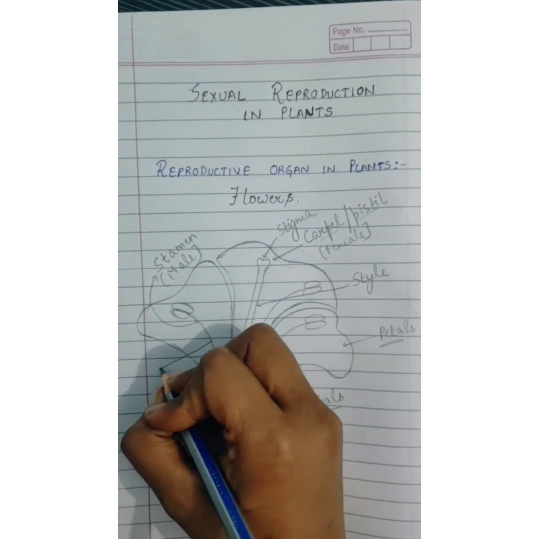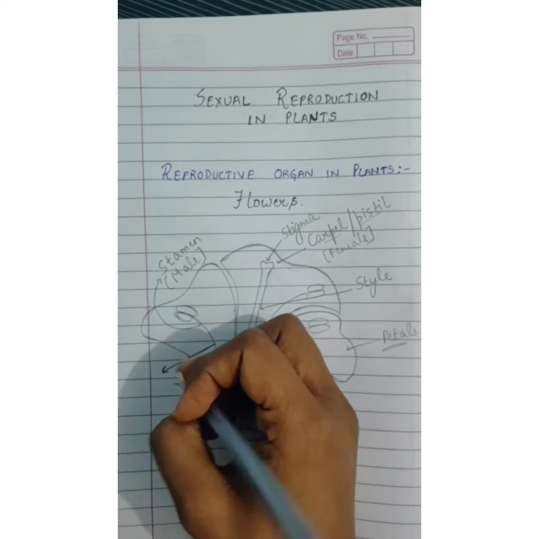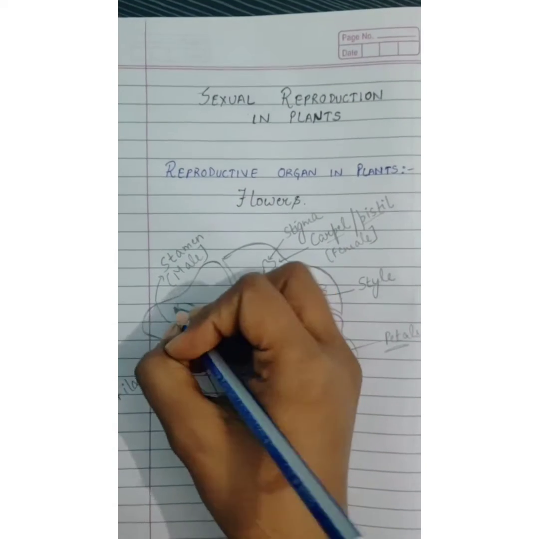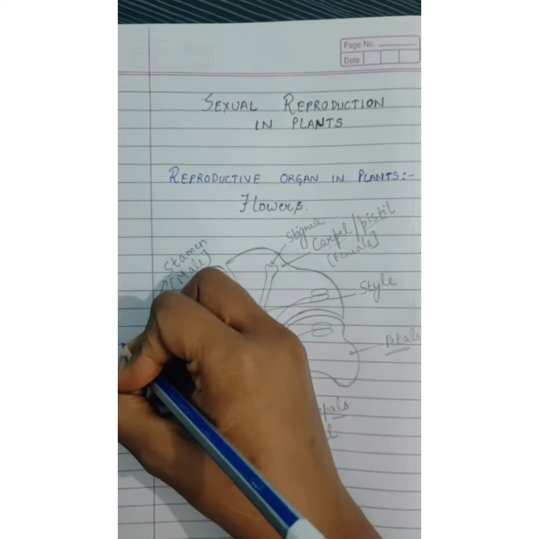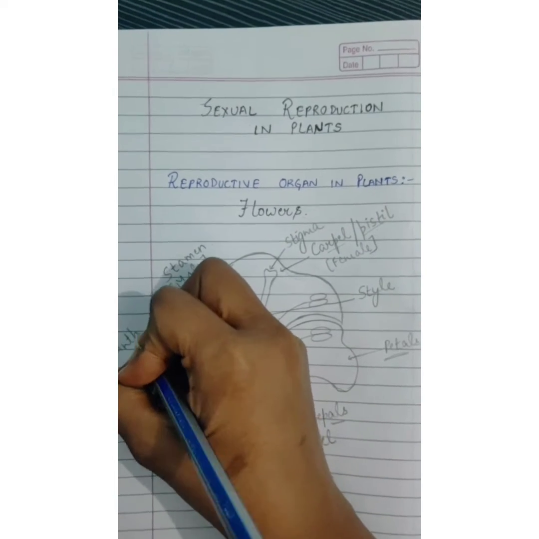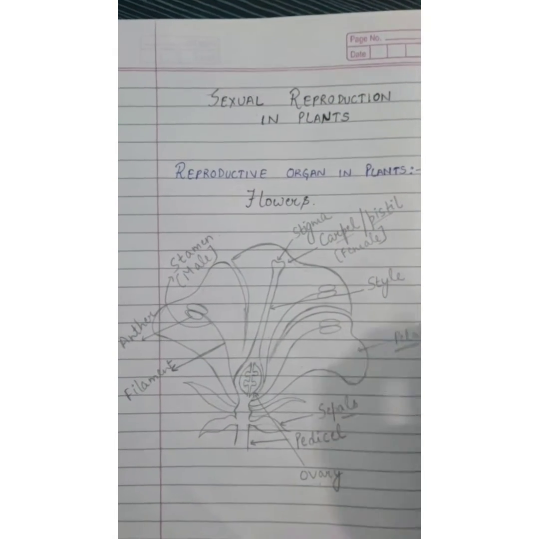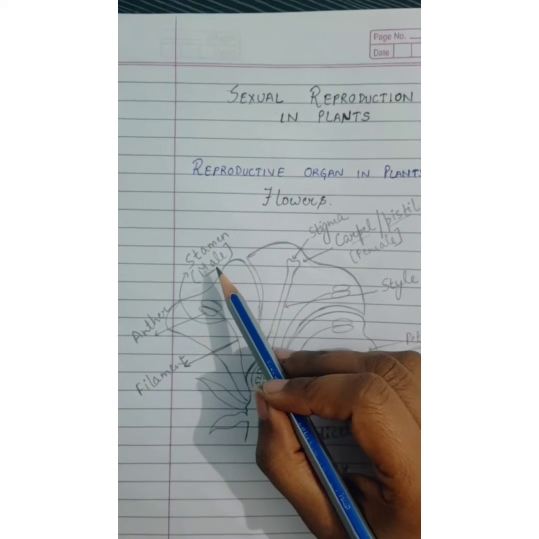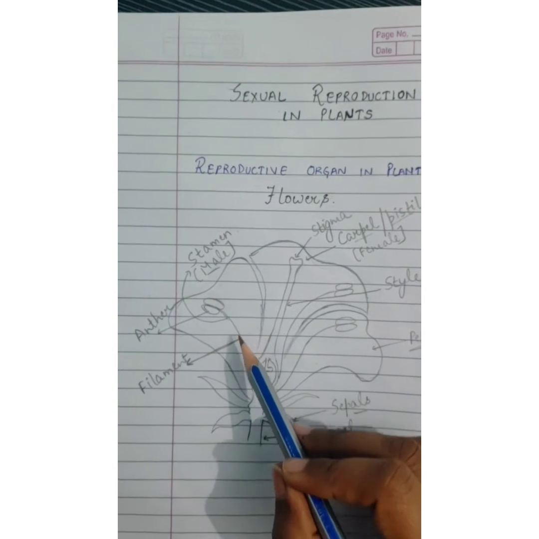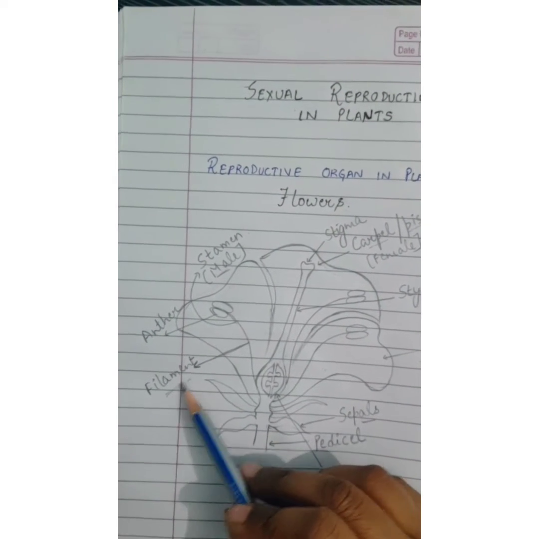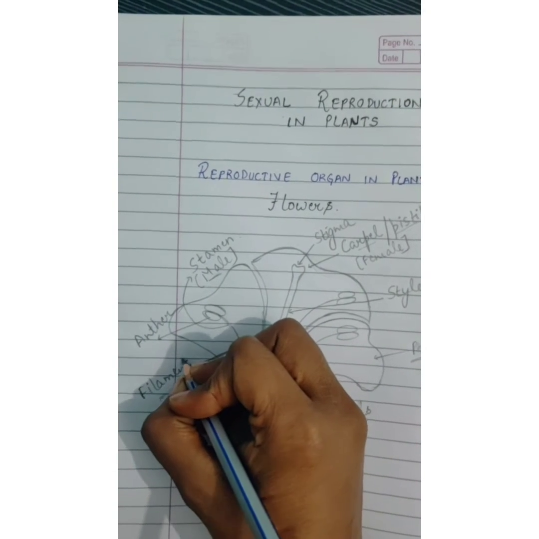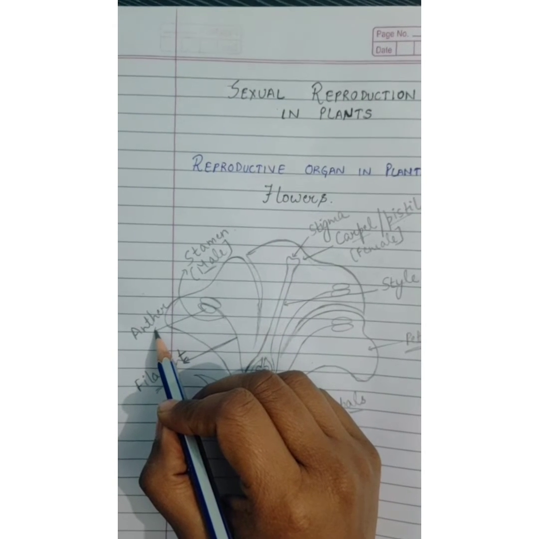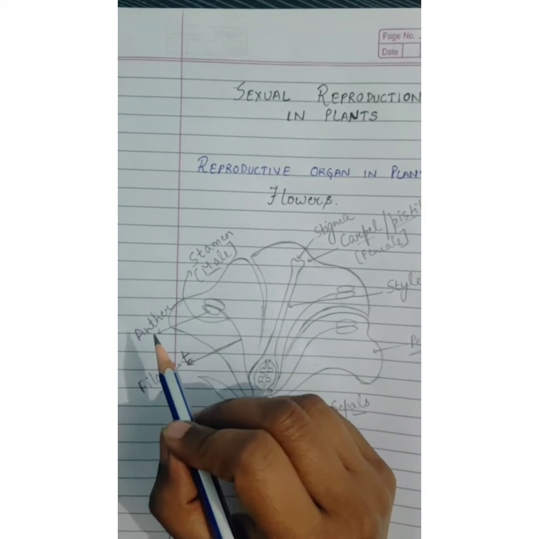The thread-like structure is known as filament, F-I-L-A-M-E-N-T, filament, and this part at the top is known as anther, A-N-T-H-E-R, anther. Again repeating, stamen is the male part of a flower and it consists of two subparts. The thread-like structure is known as filament, and this top part is known as anther, A-N-T-H-E-R, anther.